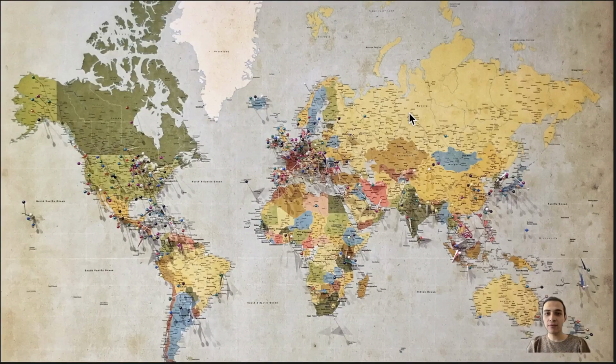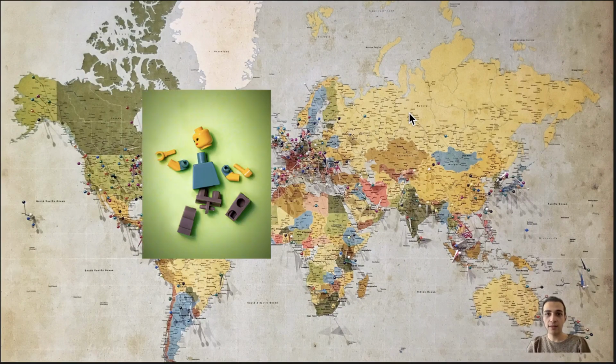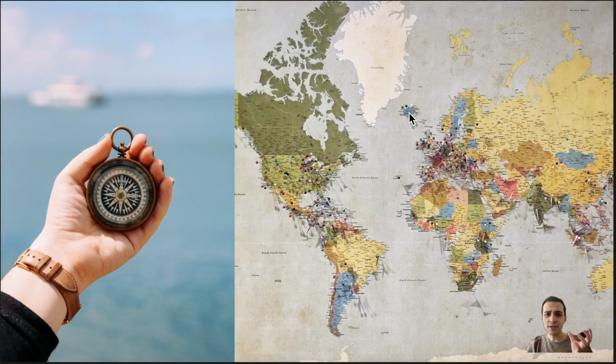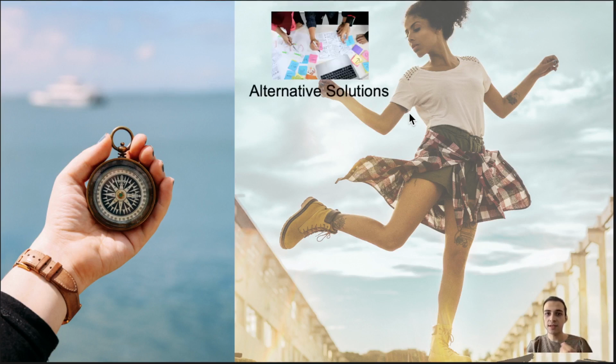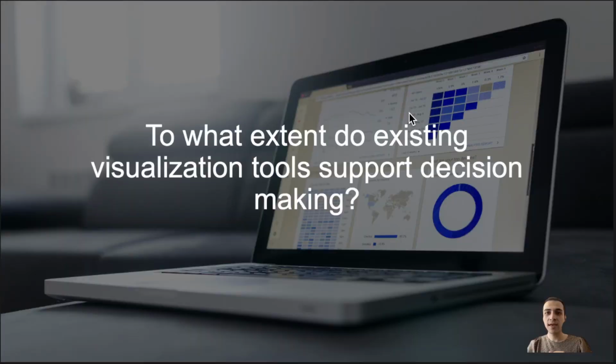Well, we live in a world teeming with complex decisions, whether it's in healthcare, technology, or environmental policy. Information can be overwhelming and options seem endless. Imagine having a guiding compass that not only helps you navigate the exploration of decision space, but also empowers you to design alternative solutions and confidently make choices. Today, I will present a critical investigation of visualization tools regarding their support for decision making.